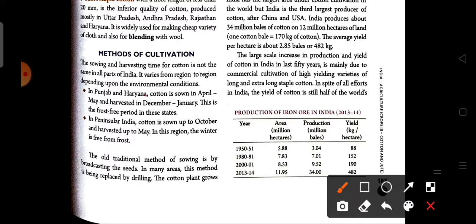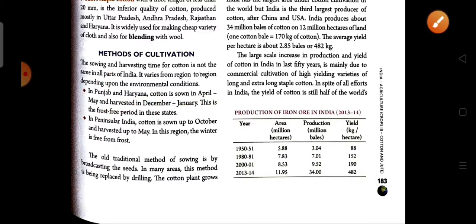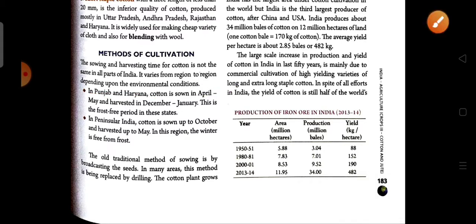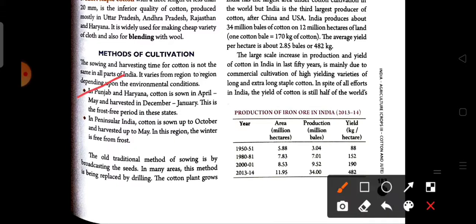So here we see that in Punjab and Haryana, cotton is sown in April and May and harvested in December and January. This is the frost-free period of these states. Previously we learned that cotton needs about 210 frost-free days annually. So in this part of India, like Punjab and Haryana, April to May and December to January is the frost-free period. That's why in this period Punjab and Haryana cultivate the cotton crops.